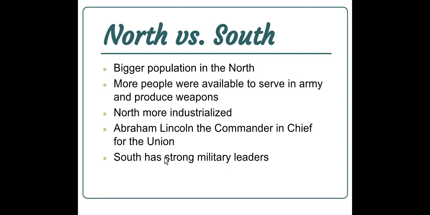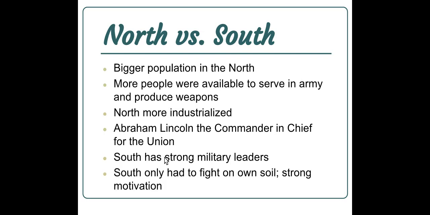Now, for the Southerners, they have great military minds and they have great military leaders. Robert E. Lee is very strong. He has a great military mind, and they are going to be led by some great leaders. The South knows its territory. The Northerners have to go to the South. And so the South is going to be able to fight on their own soil. They know the territory, and it is strong motivation for them because they do not want to lose their territory.